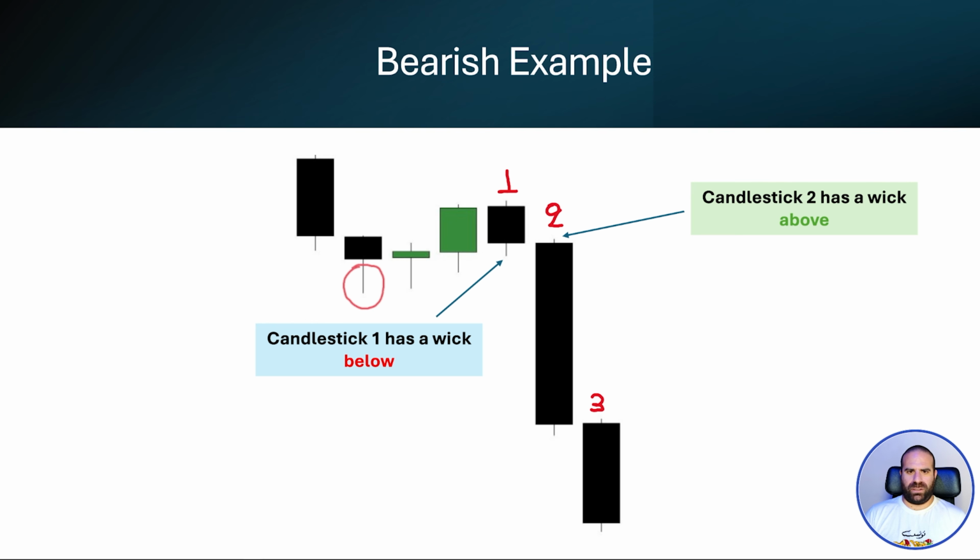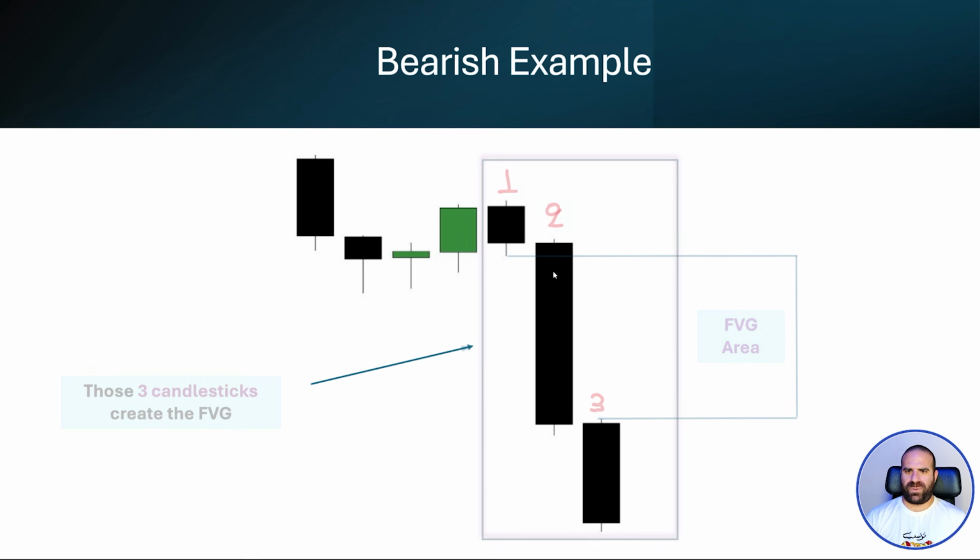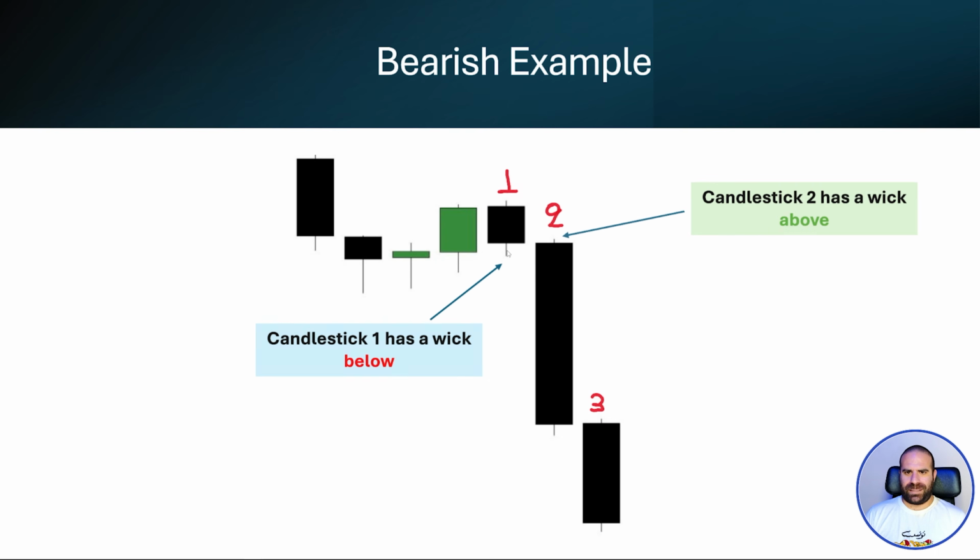The first rule that I did not include was that this candlestick needs to have a wick, or maybe I'm mentioning it in a bit, I do not remember. This candlestick should be having a wick, and it does have it. Furthermore, candlestick number 1 out of the 3 that created the fair value gap should have a wick below it. Candlestick number 2, this is not absolutely needed as a rule, as we said, but it is even better. Candlestick number 2 has a wick above it.